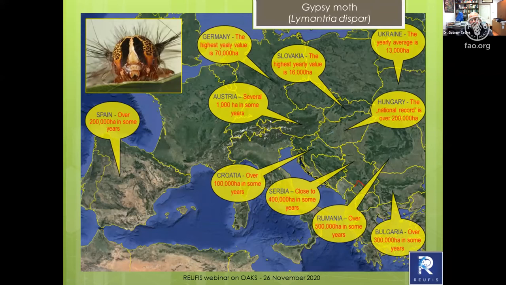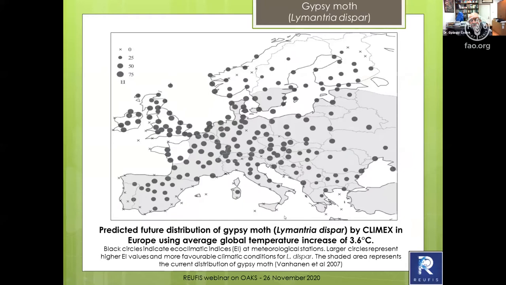A very classic and well-known species, gypsy moth, Lymantria dispar. If you see this map, we can easily, safely call the species the king of the oak defoliators in Europe. And there are even some predictions that if climate change continues, the distribution of the species will expand very far north. The shaded area is the present distribution, and the dots are the locations that will become suitable for the species if the climate change scenarios are true.